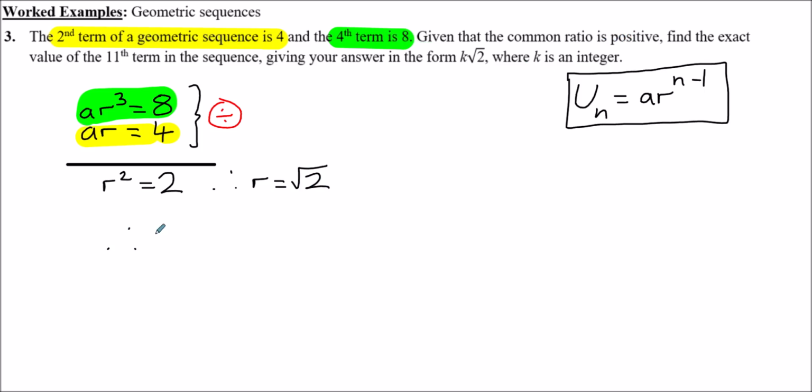So therefore, the 11th term is going to be the first term, a, but I don't know what a is. So what I can do here is go back to this. If I know r is root 2, I can sub that into ar equals 4.